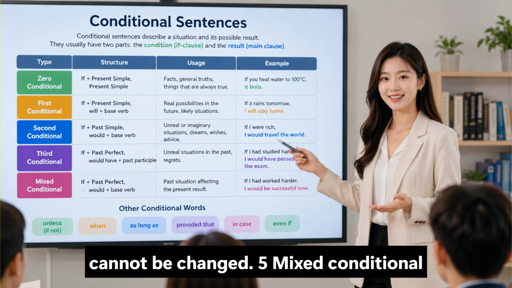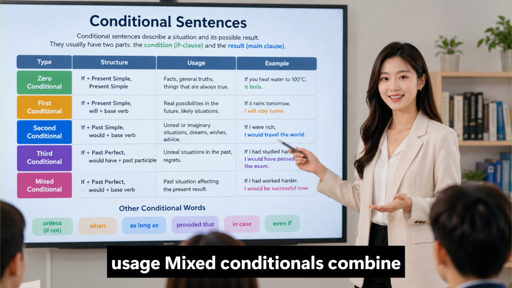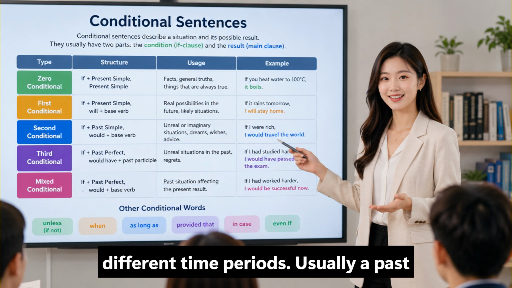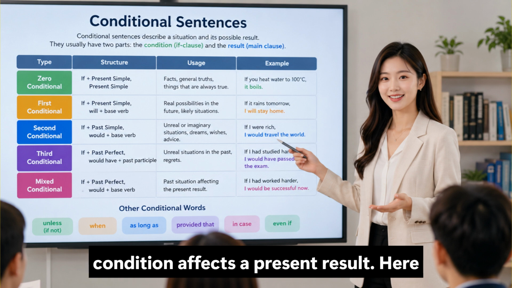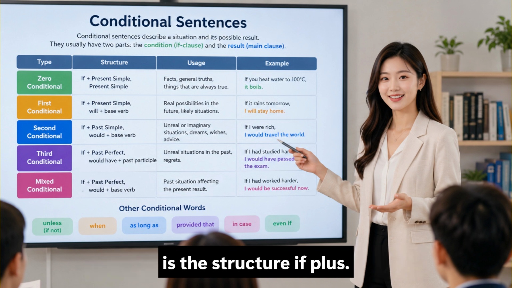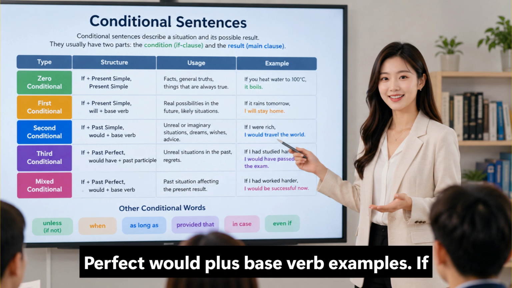5. Mixed conditional. Usage. Mixed conditionals combine different time periods. Usually a past condition affects a present result. Here is the structure: if plus past perfect, would plus base verb.